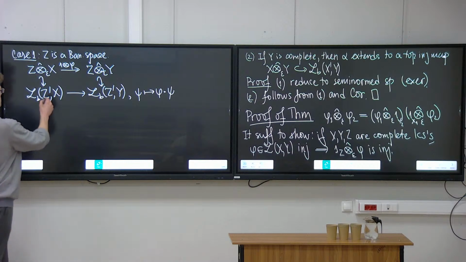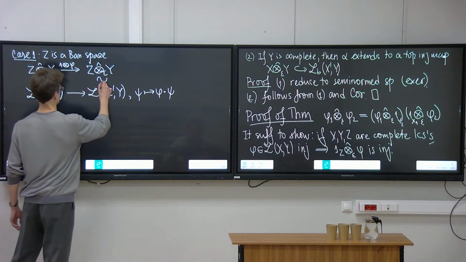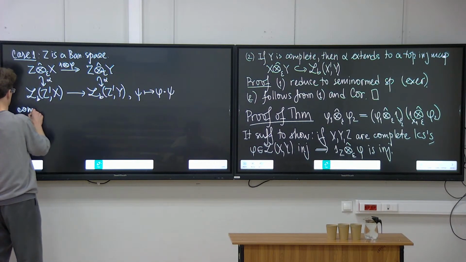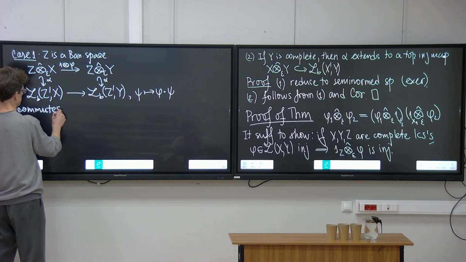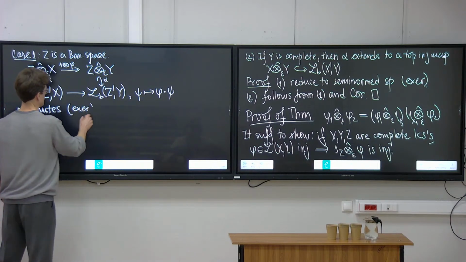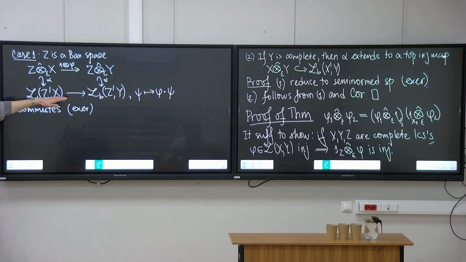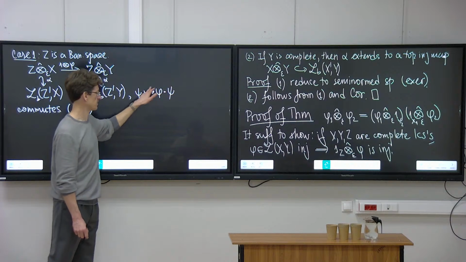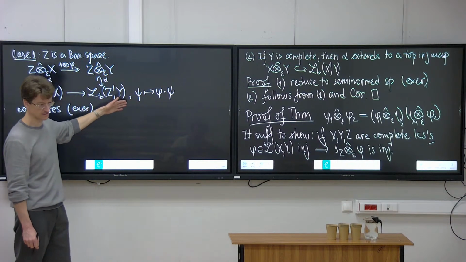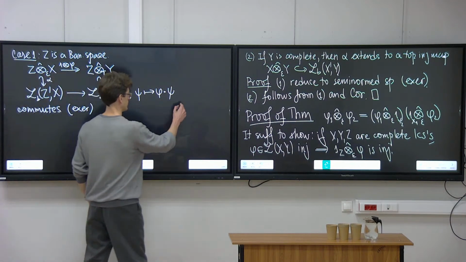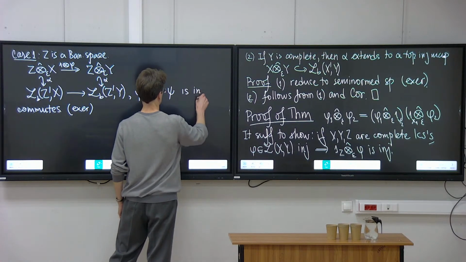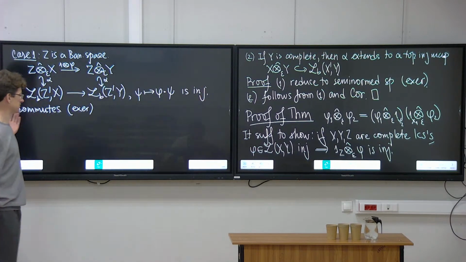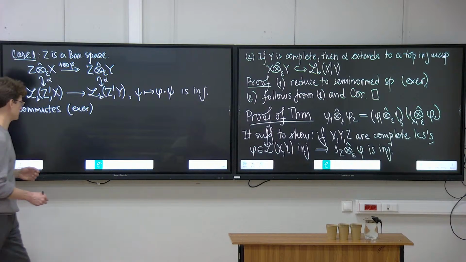And it's immediate to show that the diagonal commutes, just by construction. But the bottom arrow is obviously injective. If psi composed with phi is 0, then psi is necessarily 0 because phi is injective. So the top horizontal arrow is also injective. And this completes the proof.